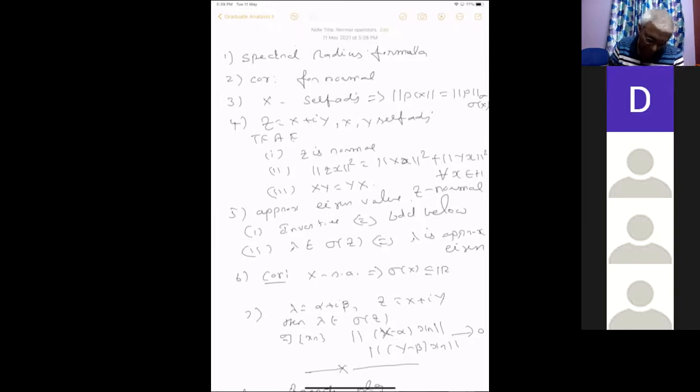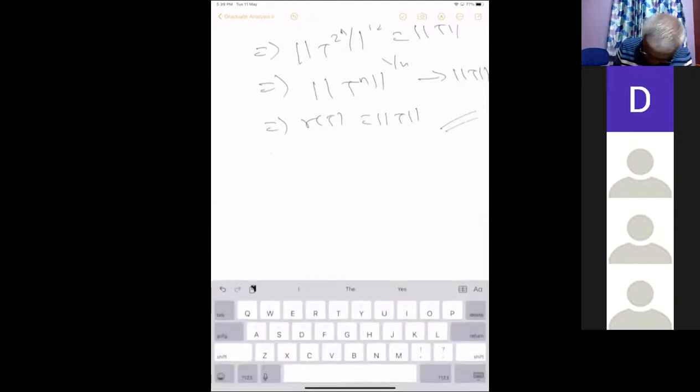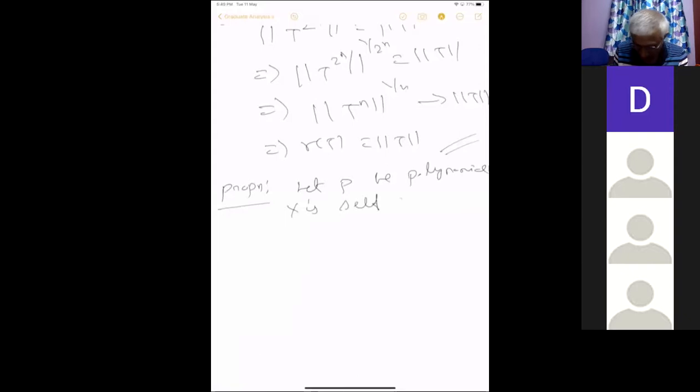So now I want to prove something for self-adjoint elements. So you know what is self-adjoint: if x equal to x star, that is what is called a self-adjoint element. Okay, proposition. Let P be a polynomial. Then, x is a self-adjoint element, x equal to x star.